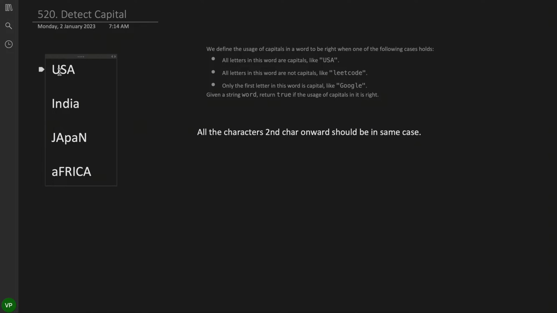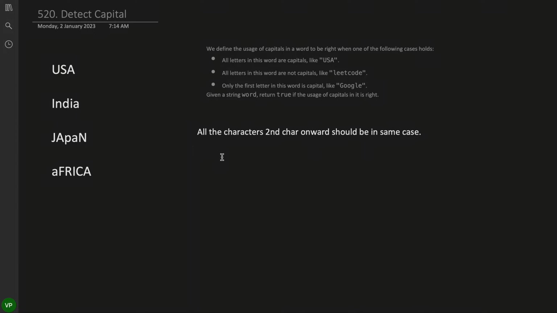Also, if the first letter is uppercase and the second set of letters are small, that will work. If the second is capital and the first is capital, that will also work. But if the first is small, as we have here, and the rest are capital letters, that will not work. So we need to check that as well. I don't think there are any more conditions. Capital capital is true, capital small is true, small small is true, but small capital is not true.